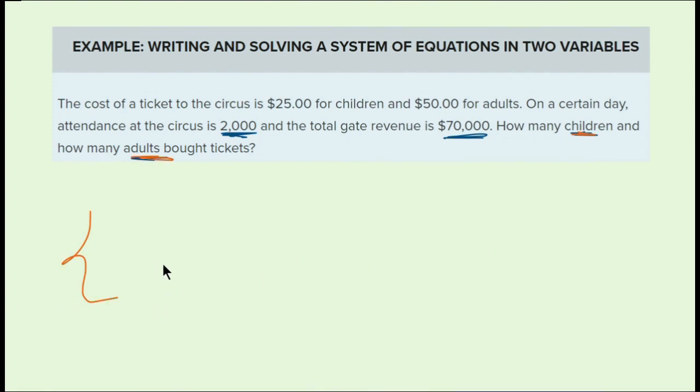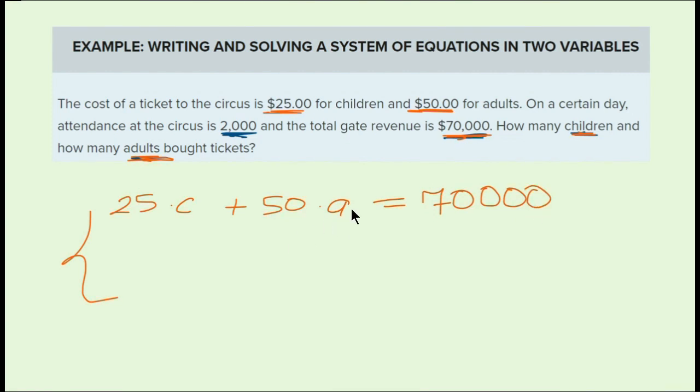That solution will tell us the exact number of children and adults. So let's do it now. The first equation is going to be about money, because we have dollars here. So $25 times children plus $50 times adults. And notice I don't write names here, because using shortcuts like C and A is much more efficient. So that is equal to, how much was the revenue? 70,000. So that is equal to 70,000.